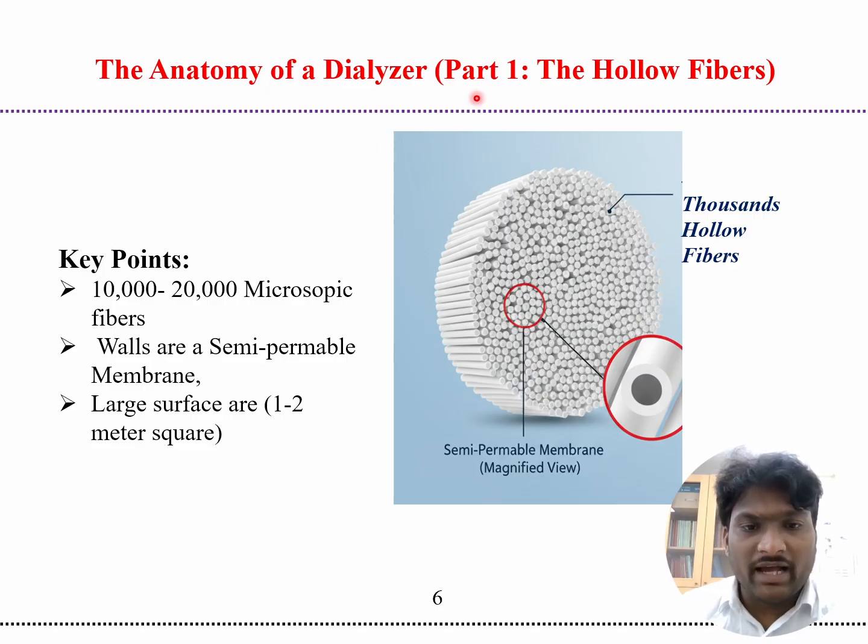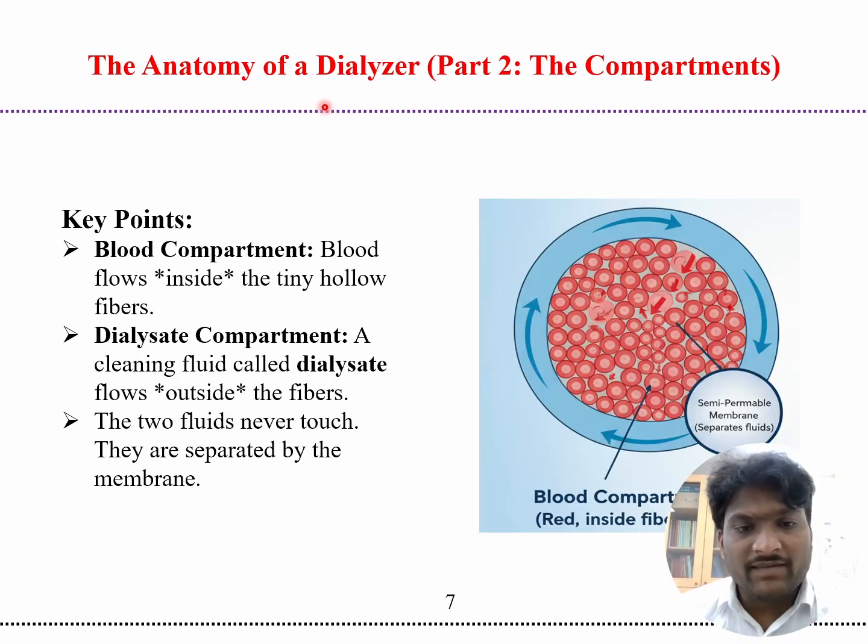The anatomy of the dialyzer: you can see the hollow tubes, as shown in the last figure. There are thousands of hollow fibers, 10,000 to 20,000 microscopic fibers, and the walls are semi-permeable membranes, with a surface area of 1 to 2 square meters. Part 2 of the anatomy is the compartments. In the blood compartment, the blood flows inside the tiny hollow fibers.